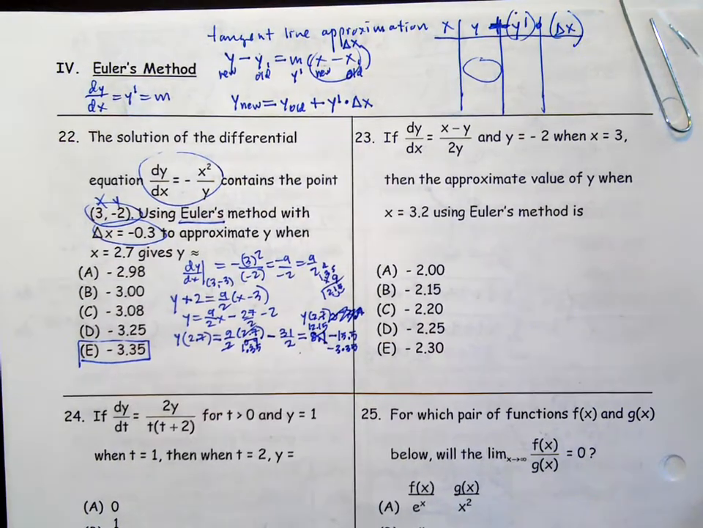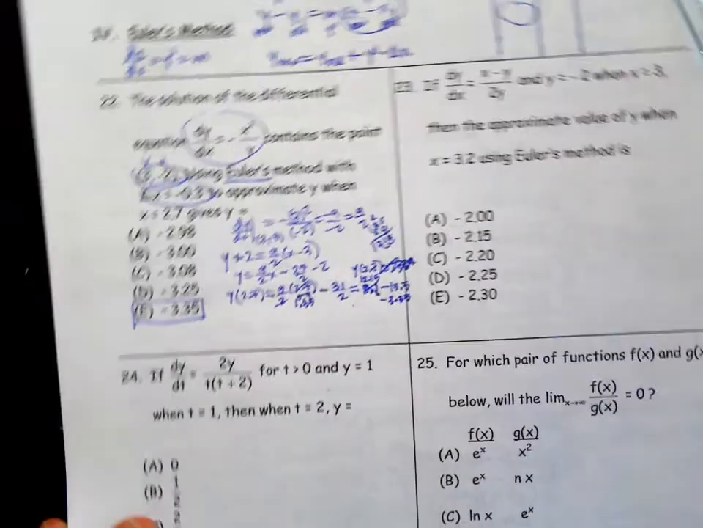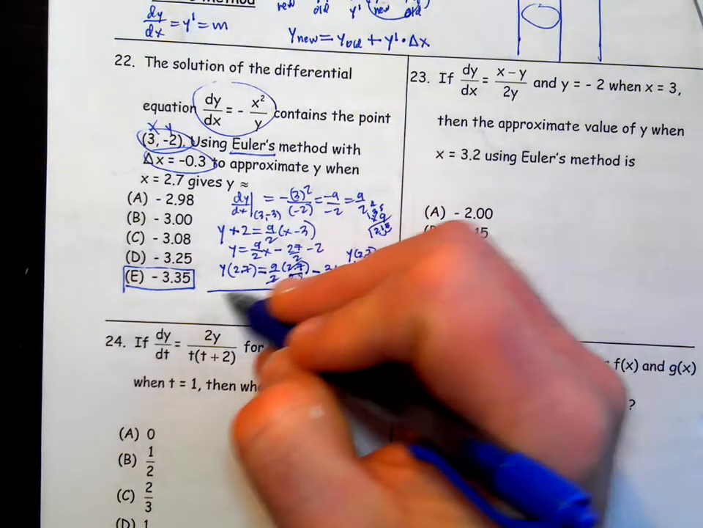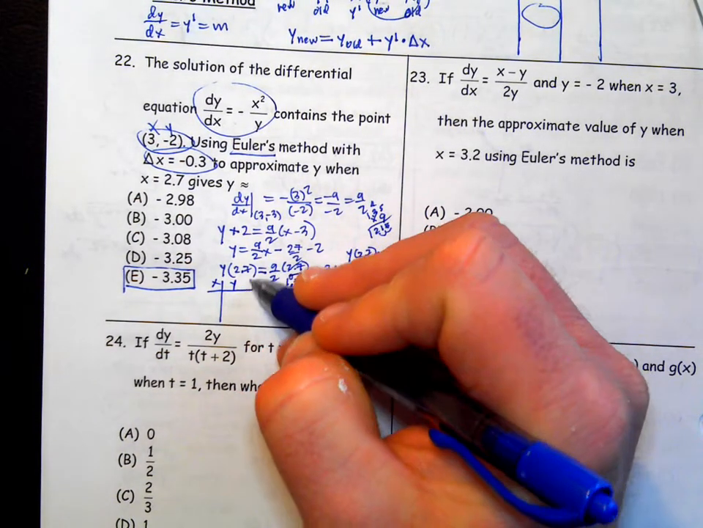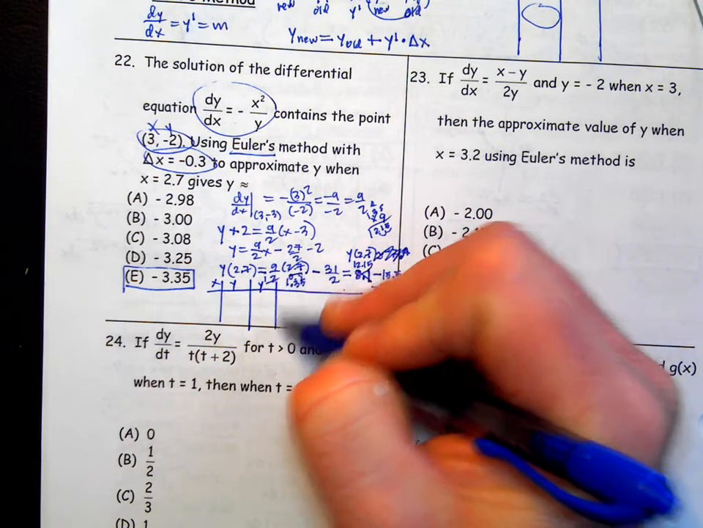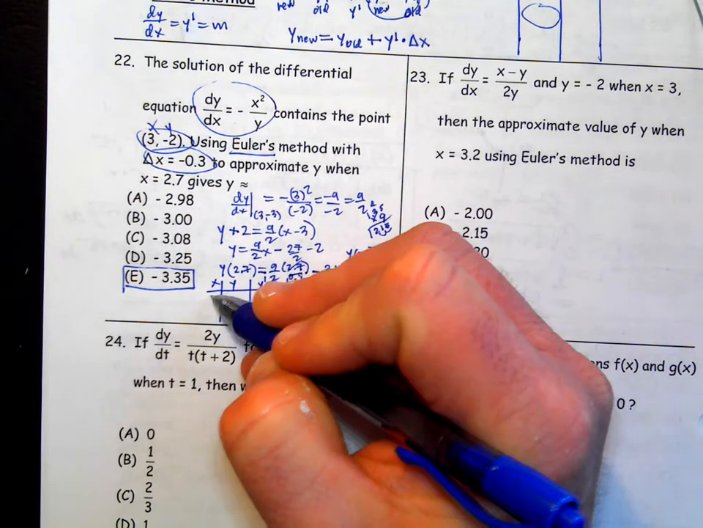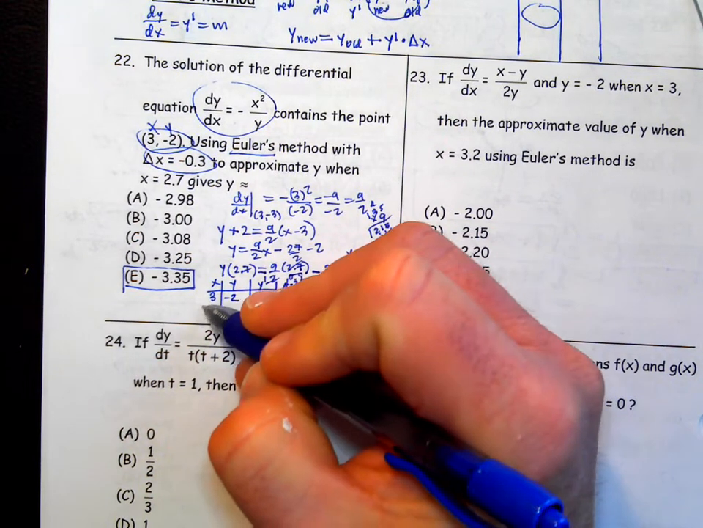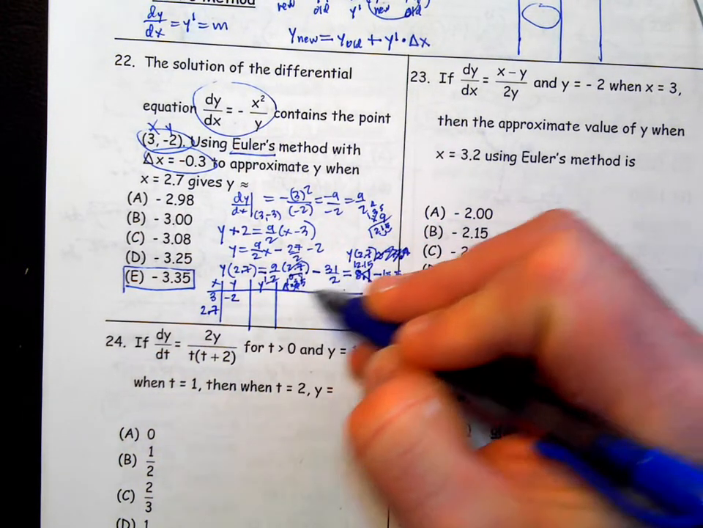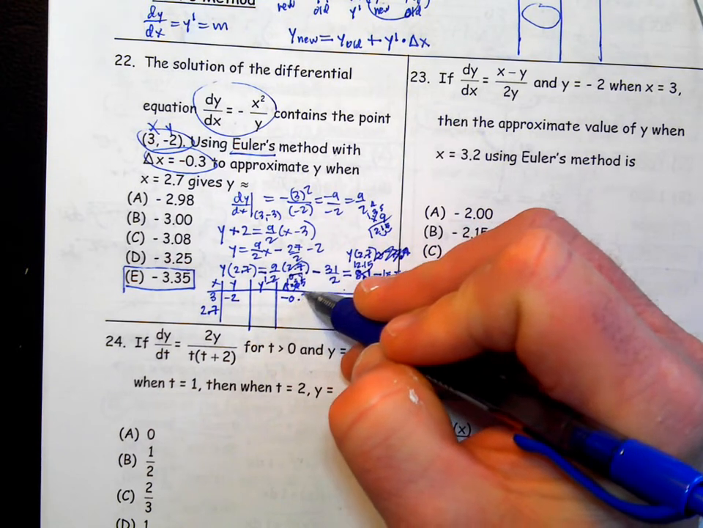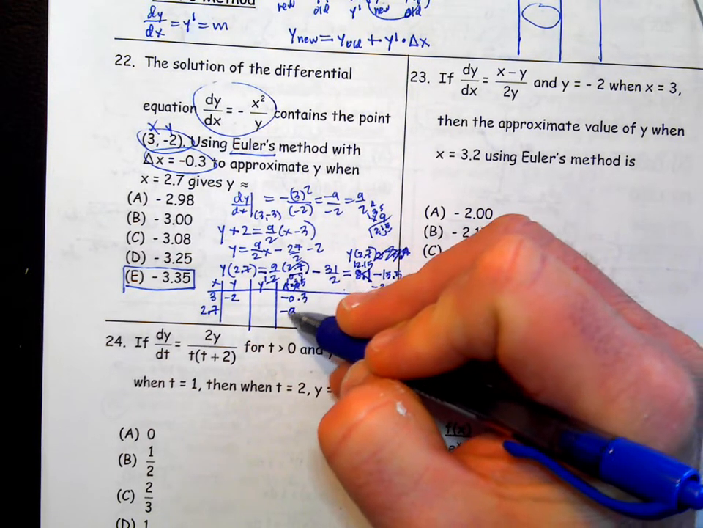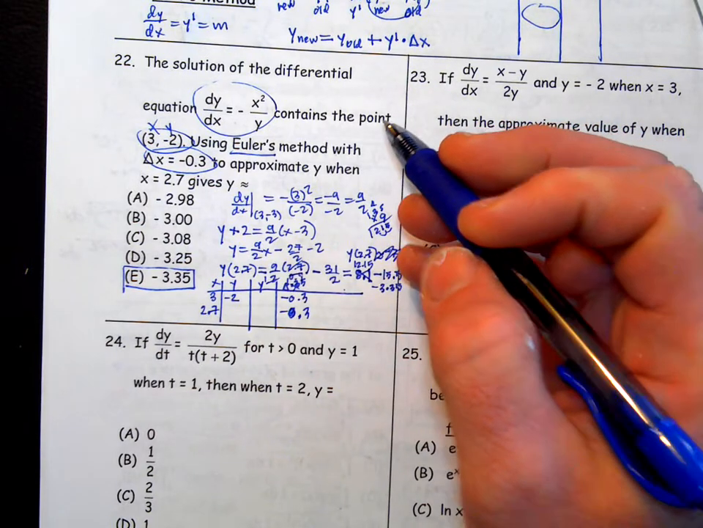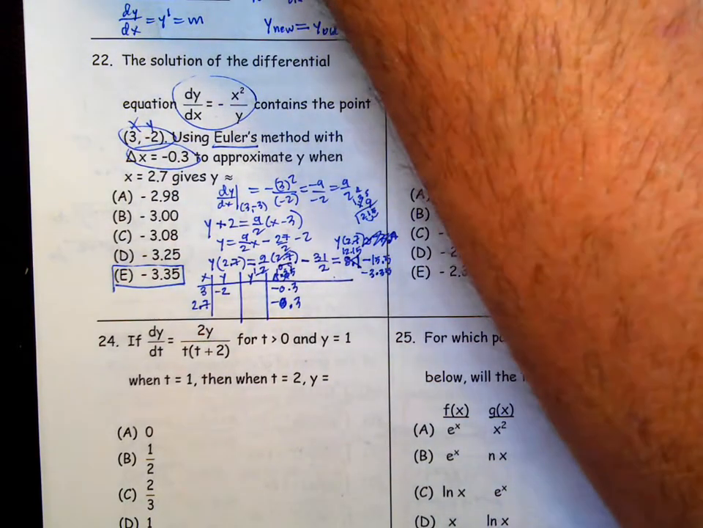Otherwise, you could use the table. It'd be a very quick table. You would just say, all right, well, let's make our table. We have our x, we have our y column, we have our y prime, we have our delta x. We're starting at 3, negative 2. We want to get down to 2.7. So our delta x is negative 0.3 each time. You can go backwards. That just means you're going to the left of the point of tangency, right?